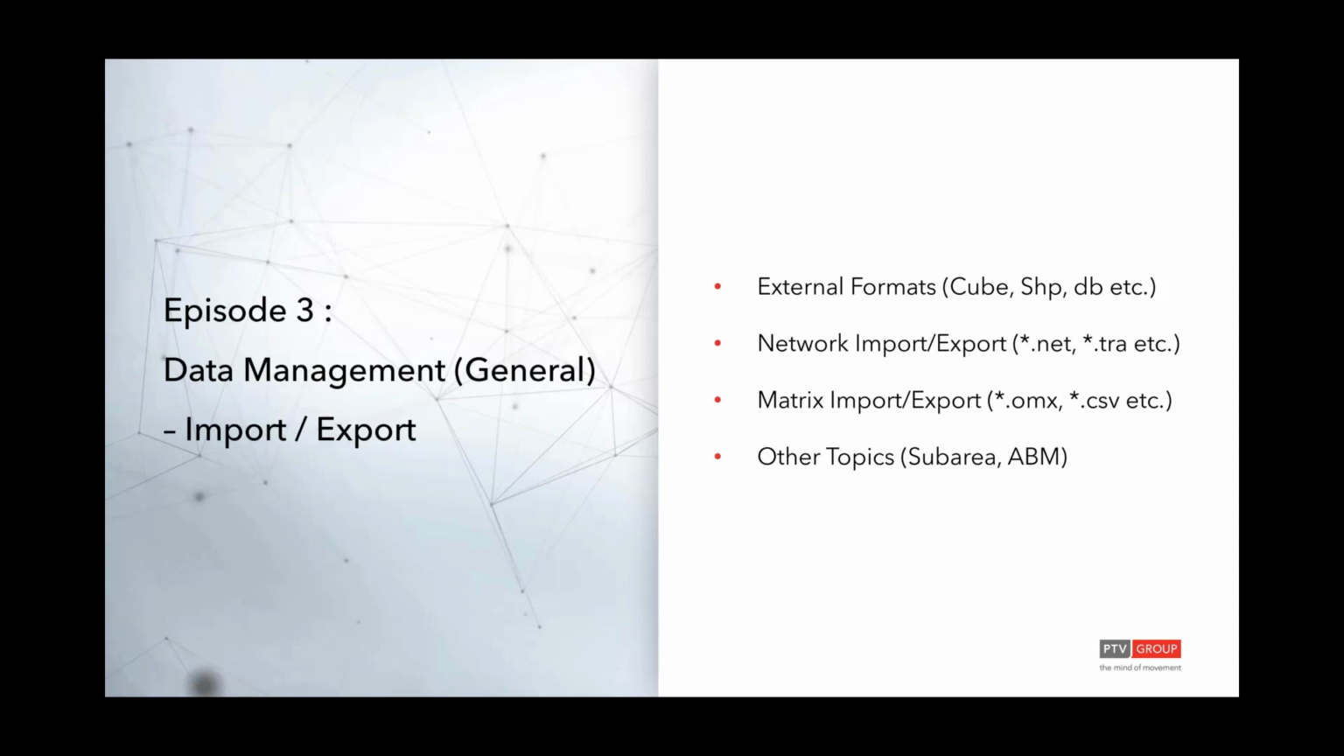Then we'll have a look at network batching, where we discuss text-based network import-export in Visum. Then we also have a look at matrix import export with the OMX format, CSV and such. Some other topics in the end would include sub-area focus as well as some interfaces with the ABMs. So with that, let's begin our first topic over here for external formats, where we look at Cube imports.